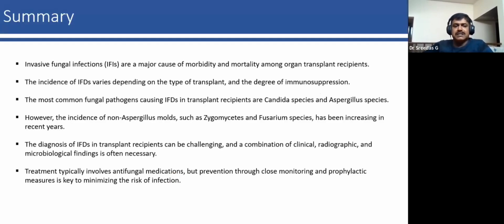So to summarize, invasive fungal infections are a major cause of morbidity and mortality among organ transplant recipients. The incidence of invasive fungal disease varies depending upon the type of transplant and the degree of immunosuppression. The most common fungal pathogens causing invasive fungal disease in transplant recipients include Candida and Aspergillus. However, the incidence of non-Aspergillus molds like Zygomycetes and Fusarium species is being increasingly seen now.